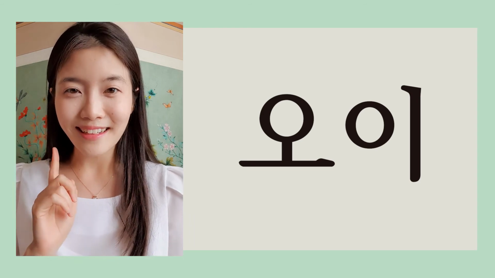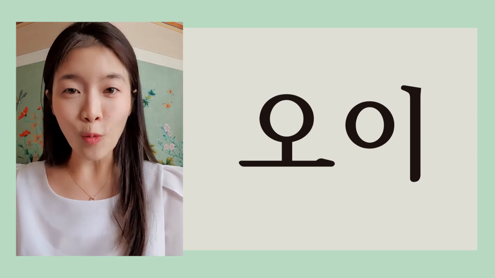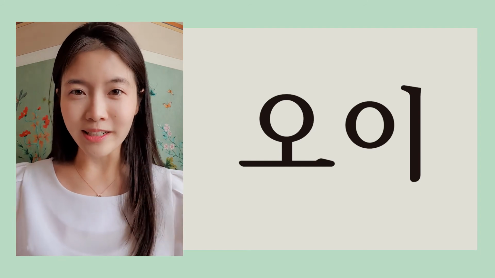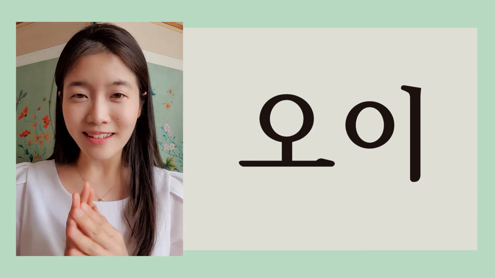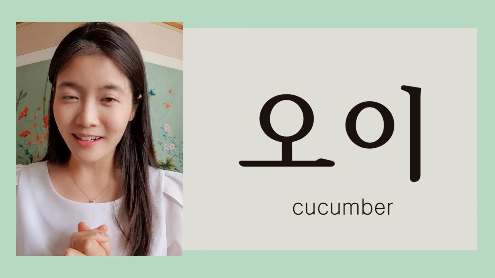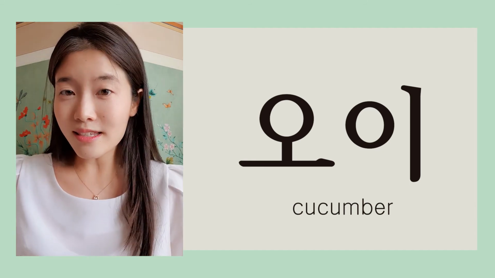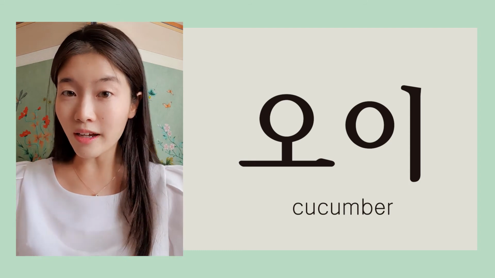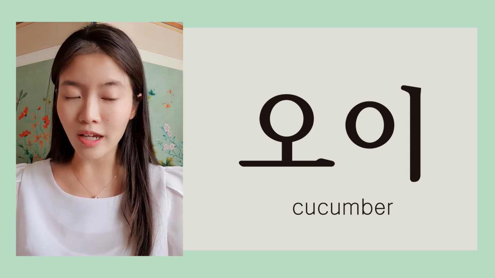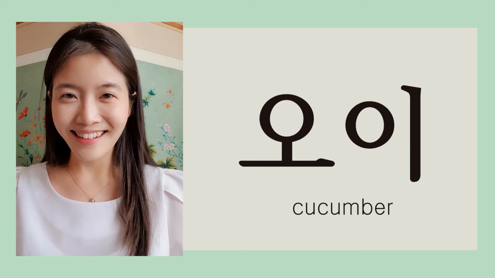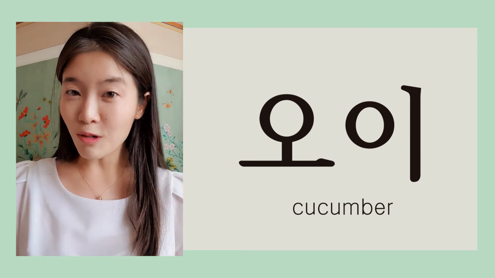Oi. Right, this one is oi. What is oi in the Korean language? Oi is cucumber. Right, cucumber is oi. If you have your Korean friend around, you can use this oi, like, do you like oi or not? Okay, good. And then the last one is this one.